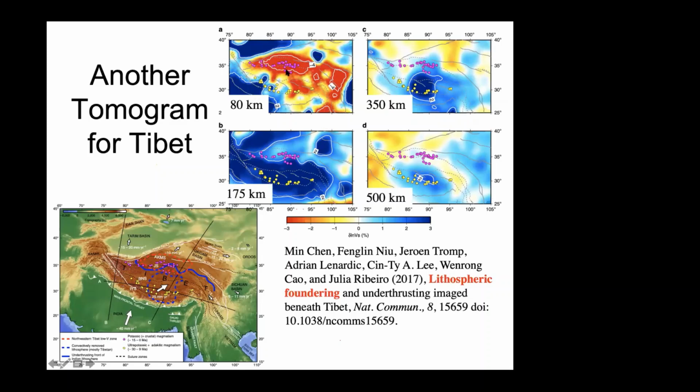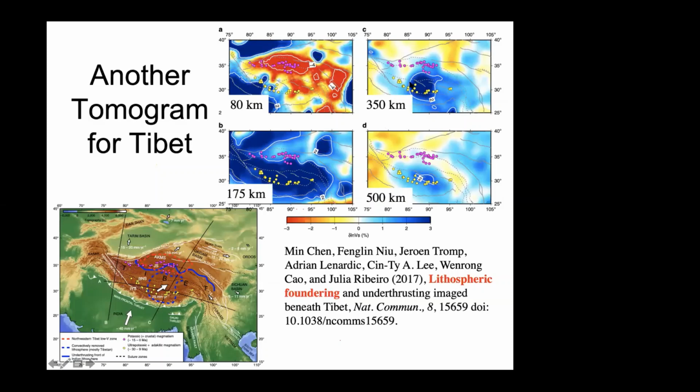So at 80 kilometers, again, the low speeds in northern Tibet, higher speeds in the south. If you go down to 175 kilometers, the low speed region shows up as lower speeds, though not terribly low. By the way, the red dots are younger volcanic rock, and the yellow dots are older volcanic rock. And again, a high speed zone in here with a hint of some kind of funny thing in here.